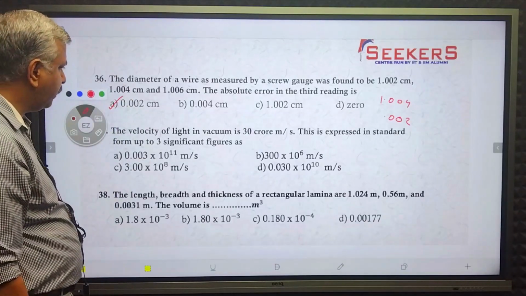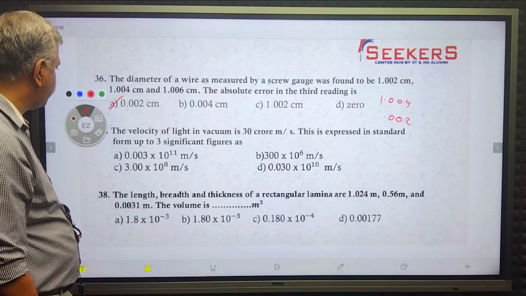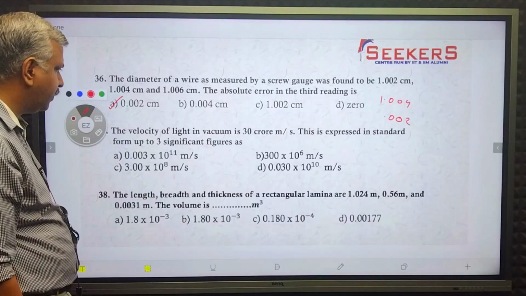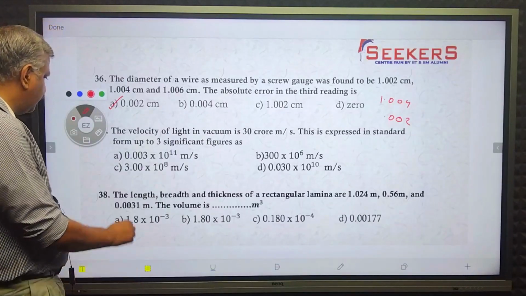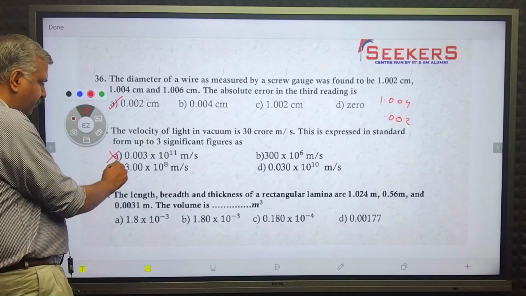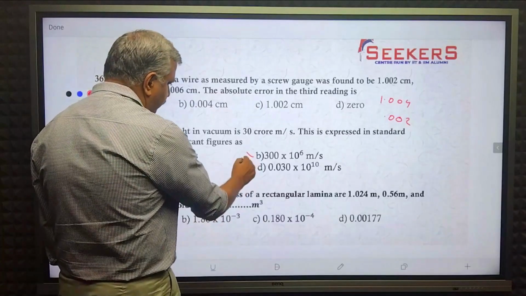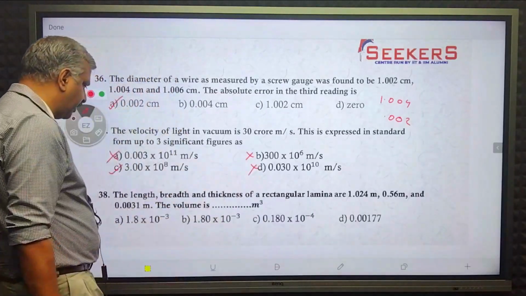The velocity of light in vacuum is given. This is expressed in standard form up to 3 significant figures. So 3 significant figures. This doesn't have 3 significant figures. This has. This doesn't have. This doesn't have. So option C is the right one.